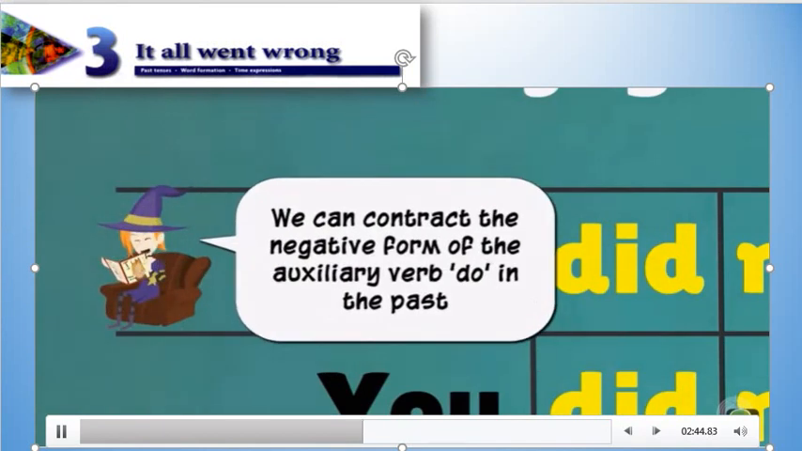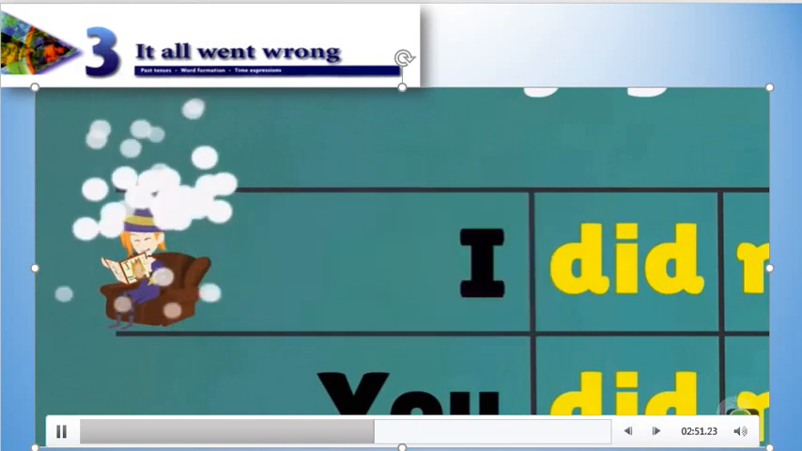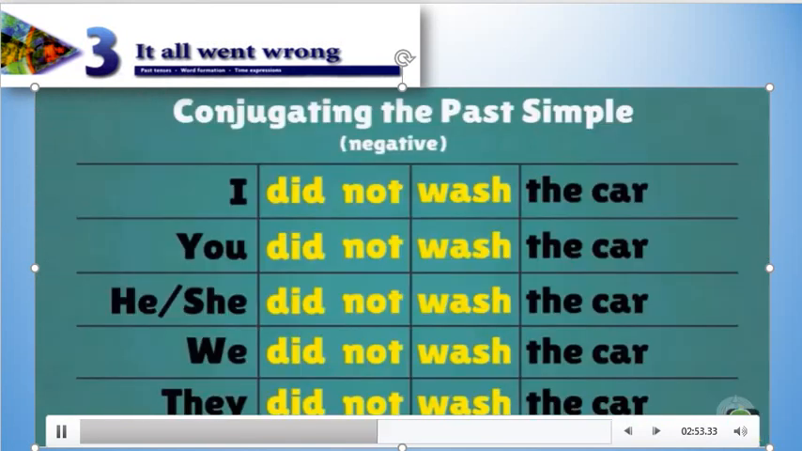We can contract the negative form of the auxiliary verb, do, in the past. Contract يعني نختصر. نستطيع اختصار did not إلى didn't.